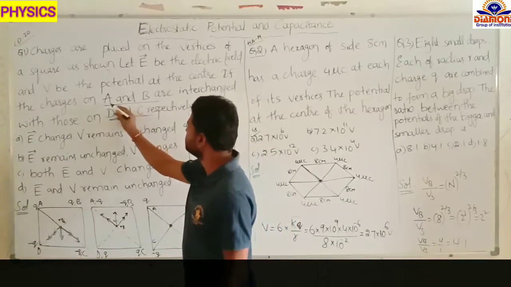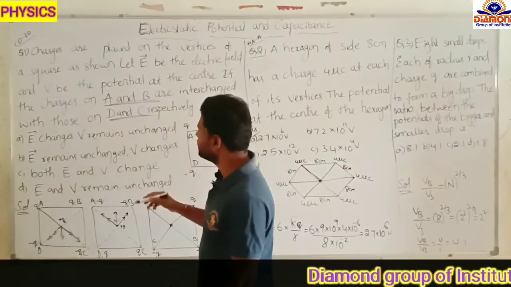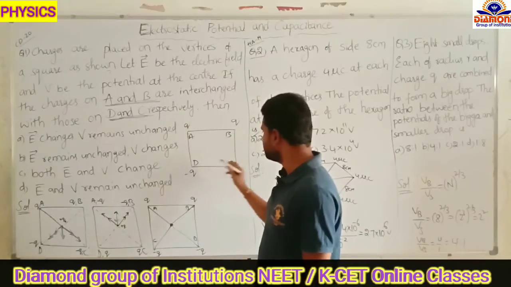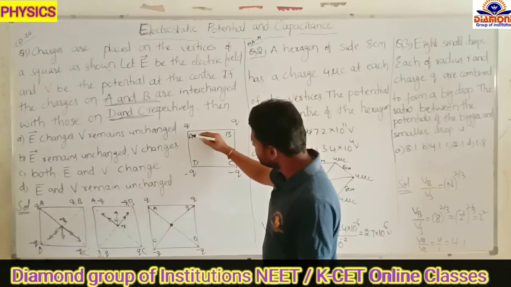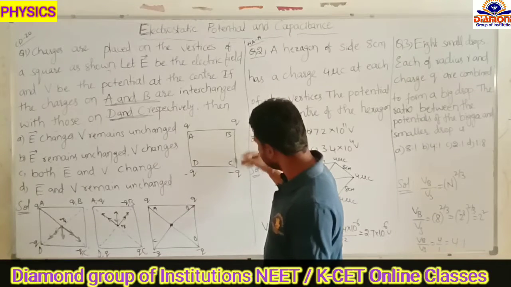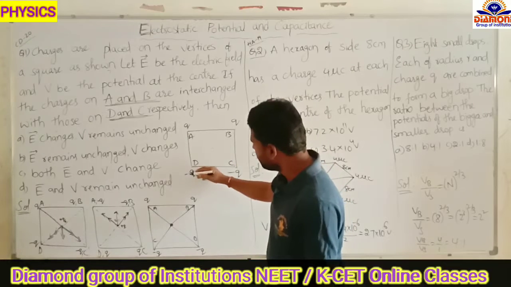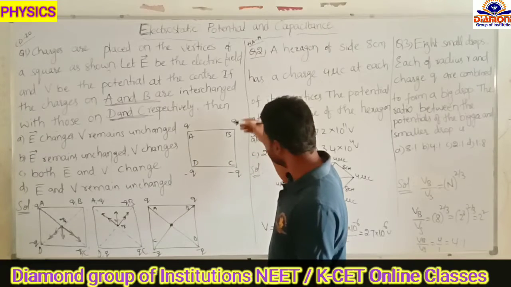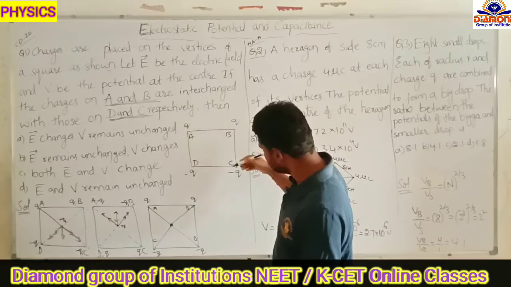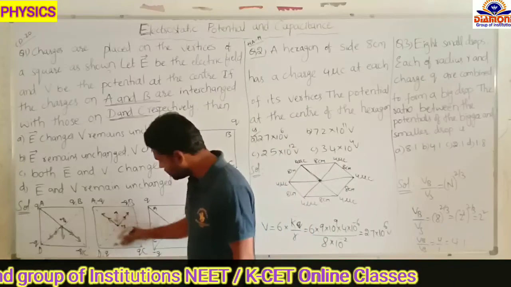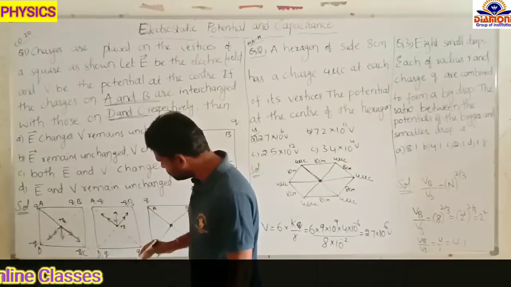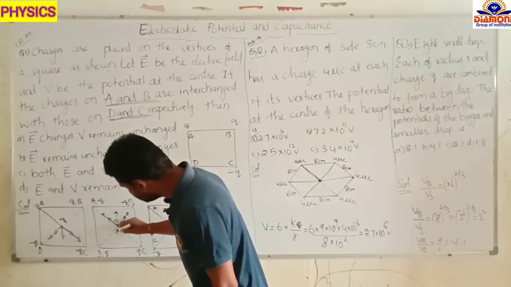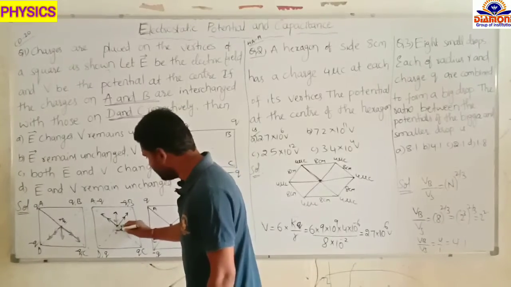Now according to the question, the charges at A and B are interchanged with those on D and C. At A and B we have the positive charges, at D and C we have the negative charges. So A, D interchanging, B, C interchanging according to the question. So minus Q will come to the A position, positive charge will come to the D position, negative charge will come to the B position and positive charge will come to the C position. Now I changed A to the negative charge, B to the negative charge, C to the positive, D to the positive.